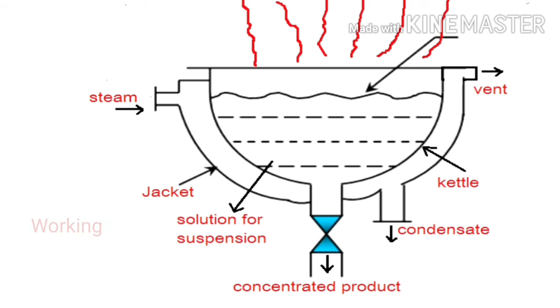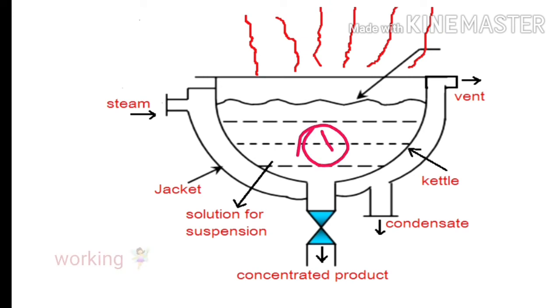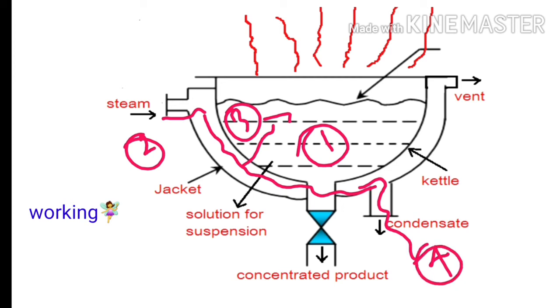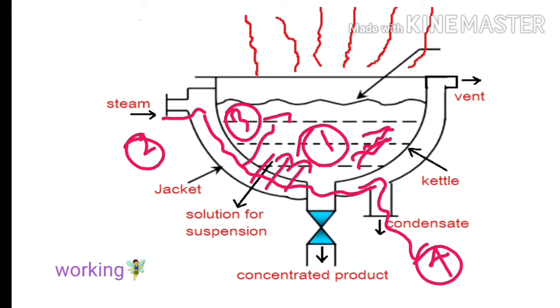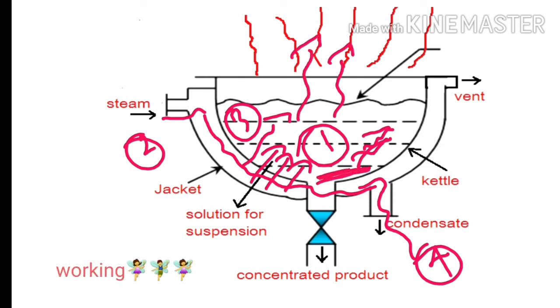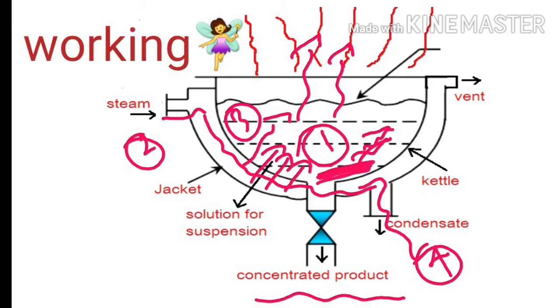Working of evaporating pan or steam jacketed kettle is very easy. The material to be evaporated is placed inside the kettle. Steam is introduced through the steam inlet. Steam gives out its heat to the material present in the kettle, and then condensate is released through the condensate outlet. The material inside the kettle absorbs heat from the steam by conduction and convection mechanism, and the solvent present in the material starts to evaporate. Finally, we get the liquid residue at the bottom of the jacket. We can collect that residue through the concentrated product outlet. This is the simple working procedure involved in a steam jacketed kettle.